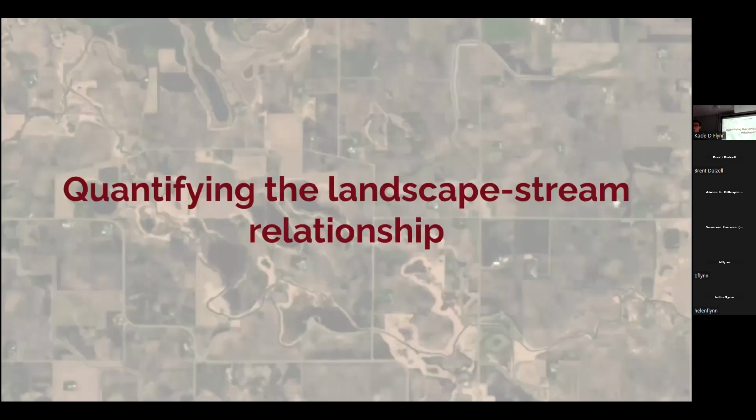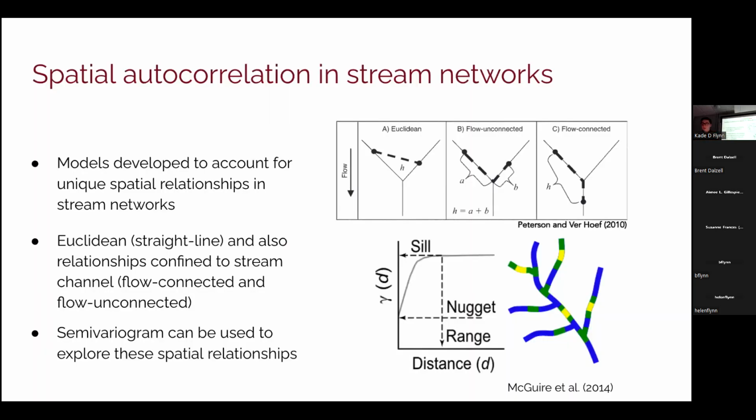So we can get a lot of information by looking at this qualitative comparison, but there might be some interest in quantifying this landscape stream relationship as well. So we'll do this in two ways. One, by applying regression-based statistical models that assume independence between sampling points, and then two, by applying models that account for spatial autocorrelation. And that's important because spatial autocorrelation is really prevalent in these stream networks.